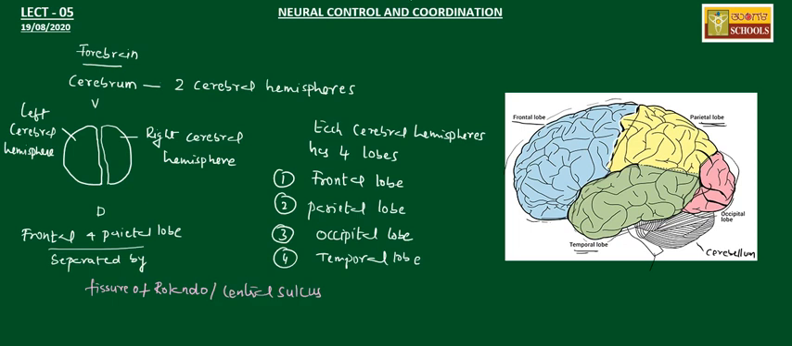So this is where you see the portion. You can see here, the one which is separating the frontal and parietal is the fissure of Rolando. Okay, and in a similar way, there is another fissure between the parietal lobe and the occipital lobe.